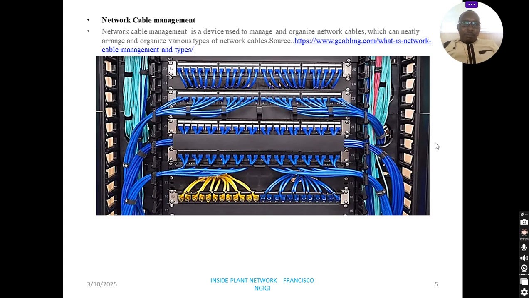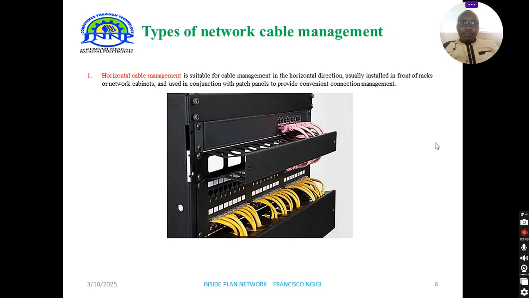Network cable management is a device used to manage and organize network cables, which can neatly arrange and organize various types of network cables. The source is shown. So this is a picture of a network cable management.